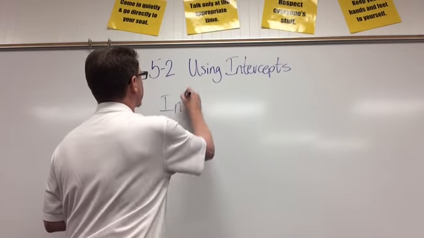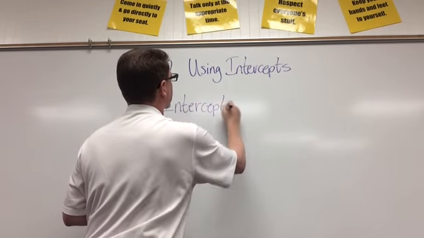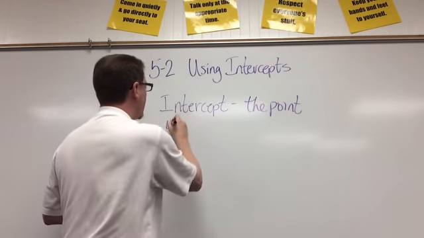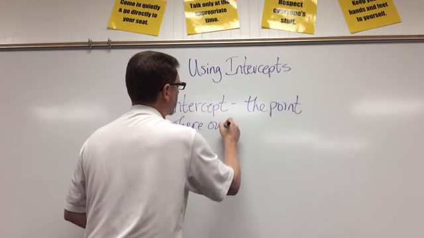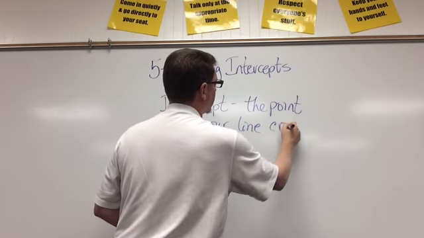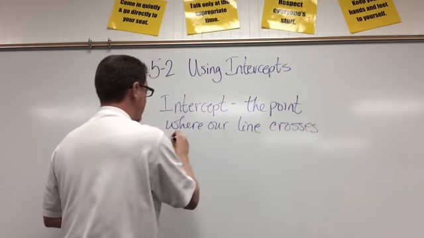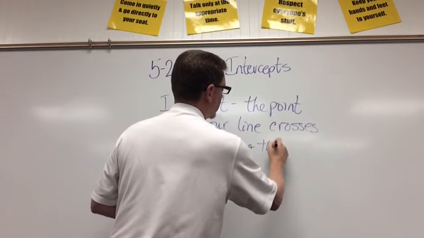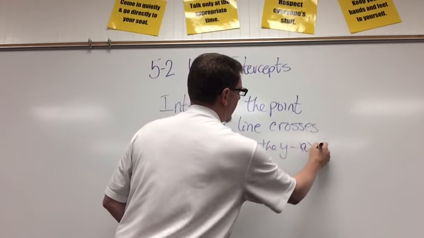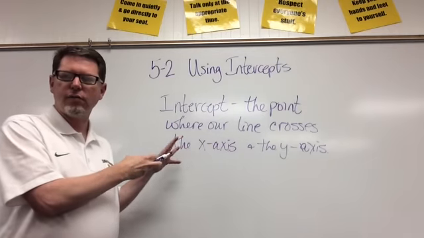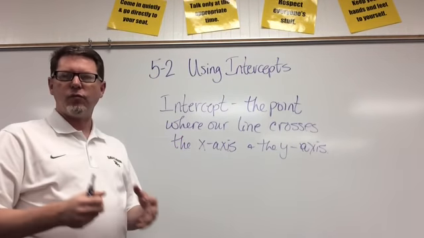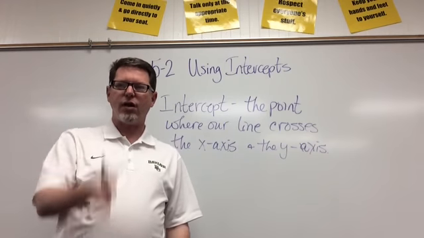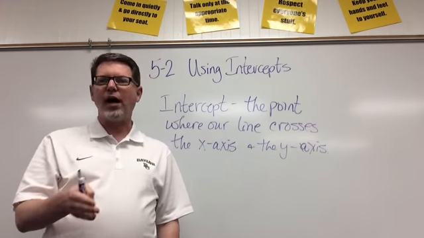An intercept is the point where our line crosses the x-axis and the y-axis. So you're making sure to write all this down in your notes. Wherever my line crosses the x-axis is called the x-intercept, and wherever it crosses the y-axis is called the y-intercept.